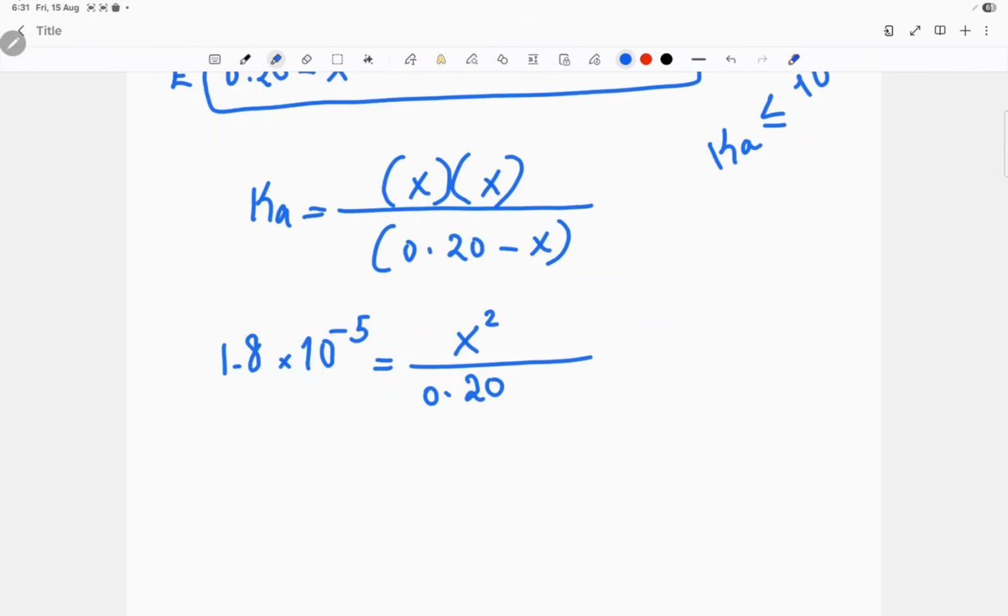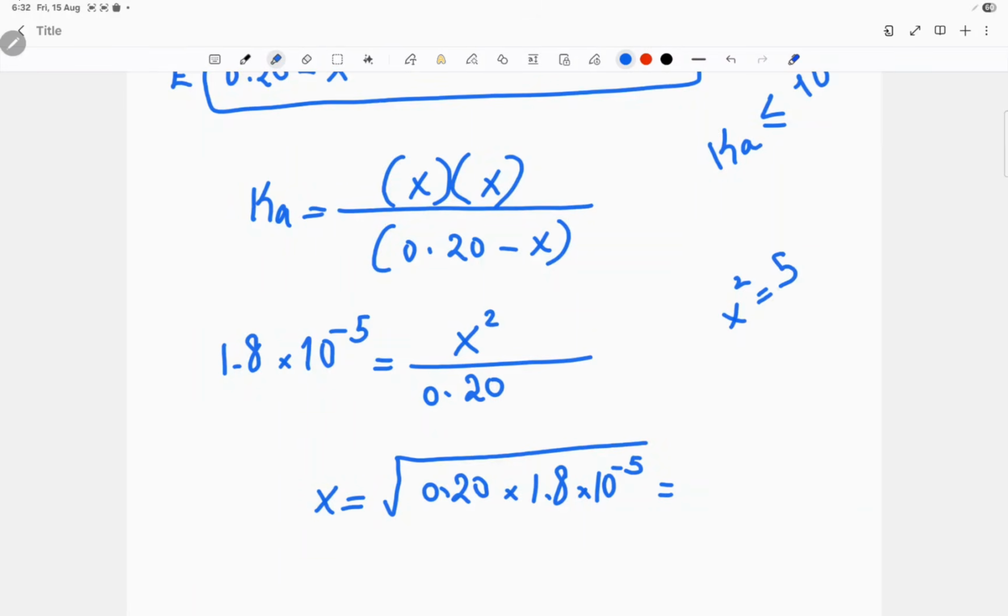Now we cross multiply and you find the x. So go ahead using your calculator: find the root of 0.20 times this. Why are we putting it into a root? Because it's x squared, so we have to find the x. If x squared is equal to 5 and I say find the x, you root the 5. Go ahead, tell me the answer, please.